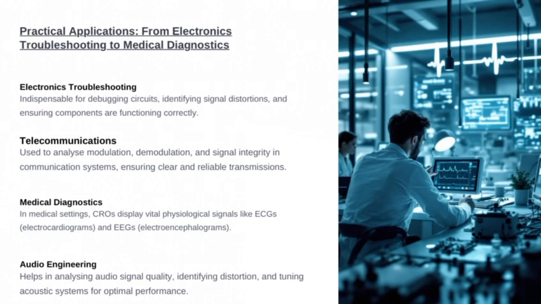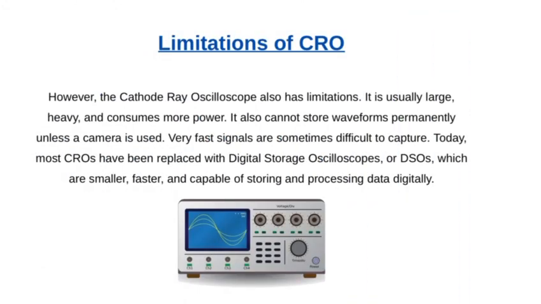However, the cathode ray oscilloscope also has limitations. It is usually large, heavy, and consumes more power. It also cannot store waveforms permanently unless a camera is used. Very fast signals are sometimes difficult to capture. Today, most CROs have been replaced with digital storage oscilloscopes, or DSOs, which are smaller, faster, and capable of storing and processing data digitally.